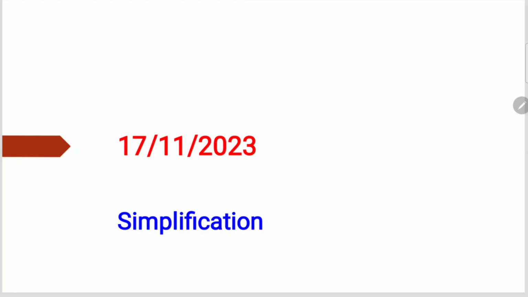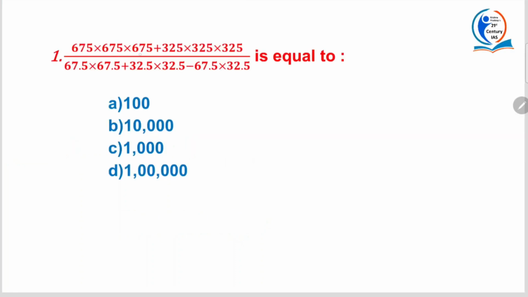Let us look into the first question. 675 into 675 into 675 plus 325 cube by 67.5 square plus 32.5 into 32.5 minus 67.5 into 32.5.